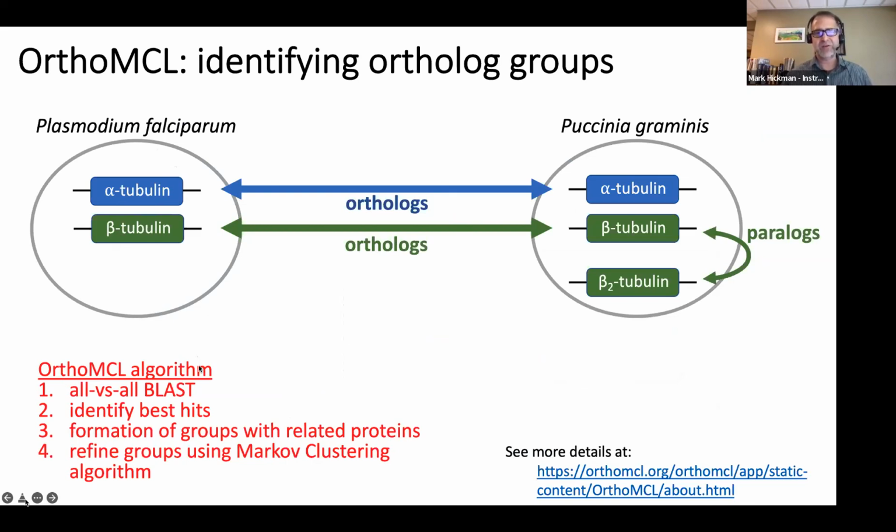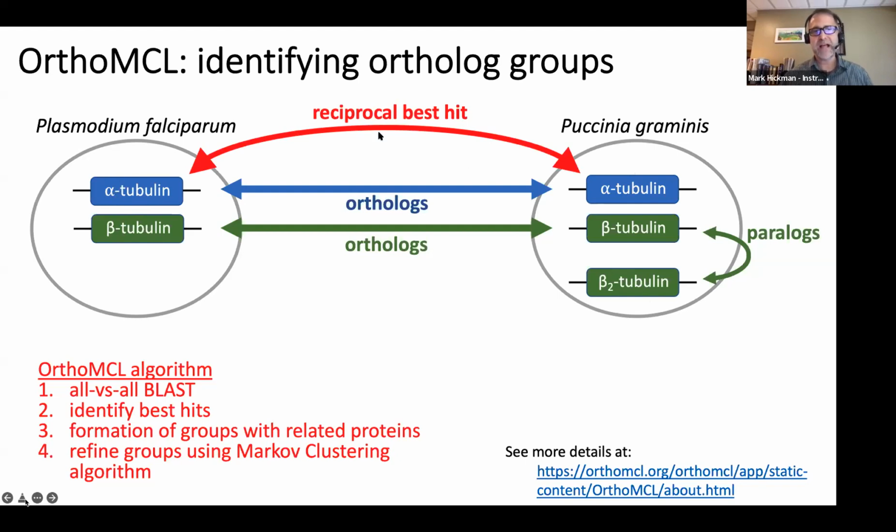So the OrthoMCL algorithm works like this. There's an all versus all BLAST. That means every protein sequence in every species is blasted against every other protein in the same species or in other species. So this alpha tubulin is blasted against this beta tubulin. This alpha tubulin is blasted against every other gene, including all these tubulins. We identify the best hits. So what are the top BLAST sequences that are hit? And then we form groups with related proteins. Then we refine these groups using the Markov clustering algorithm.